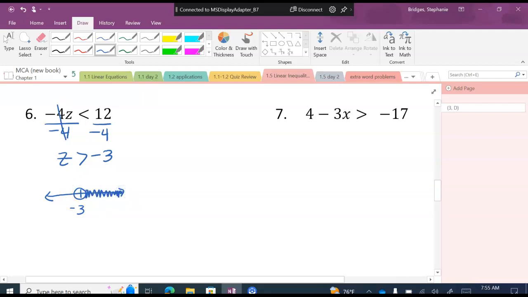And interval notation? Parenthesis, -3, comma, infinity, parenthesis. No brackets here, no square ones, because it's not equal to -3. Anybody have any questions? All right, go ahead and try 7.